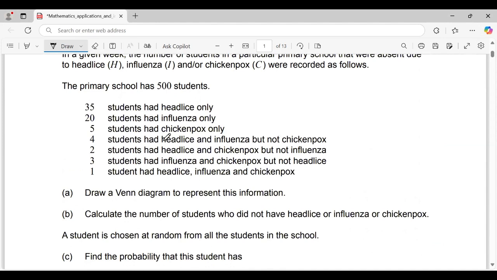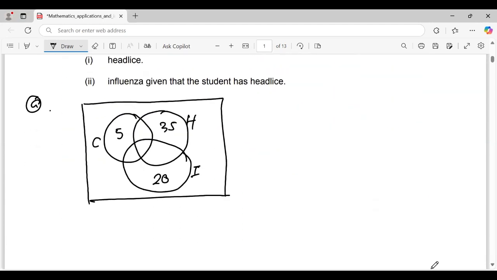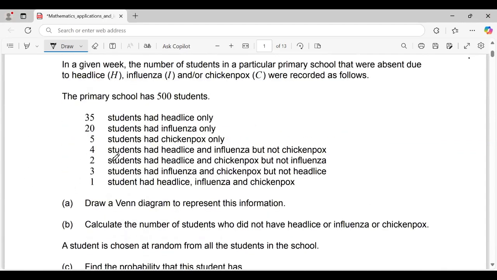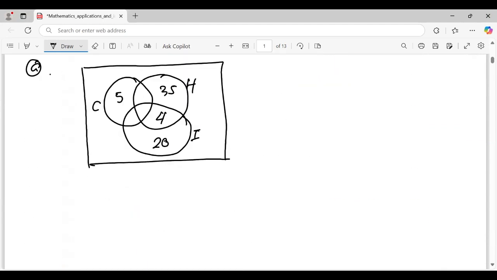4 students had head lice and influenza, but not chickenpox. Right. 4 here. 2 students had lice and chickenpox, but not influenza. Had lice and chickenpox, but not influenza, here, 2.